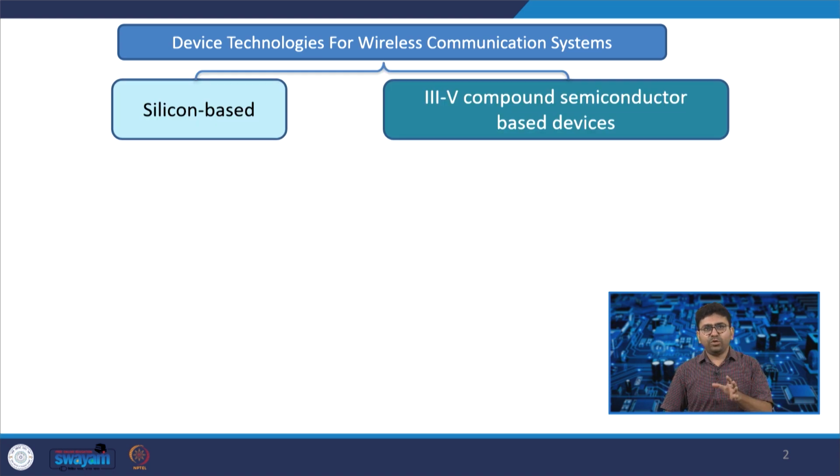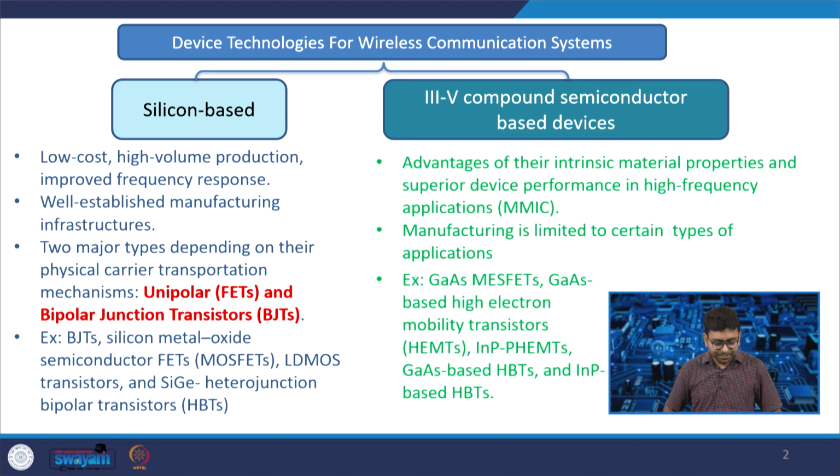It is based on two materials that are mostly used, two semiconductor materials. One is silicon based and another is III-V compound semiconductor based devices. So based on which base material is used, we can classify them broadly. If we go into silicon based and III-V compound semiconductor based devices, we will try to see the basic differences one by one.